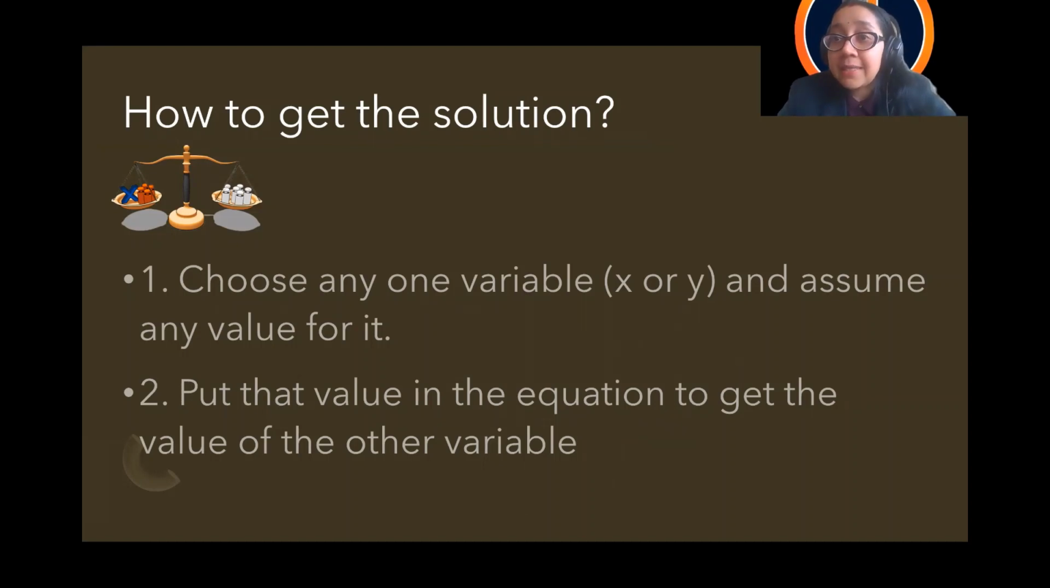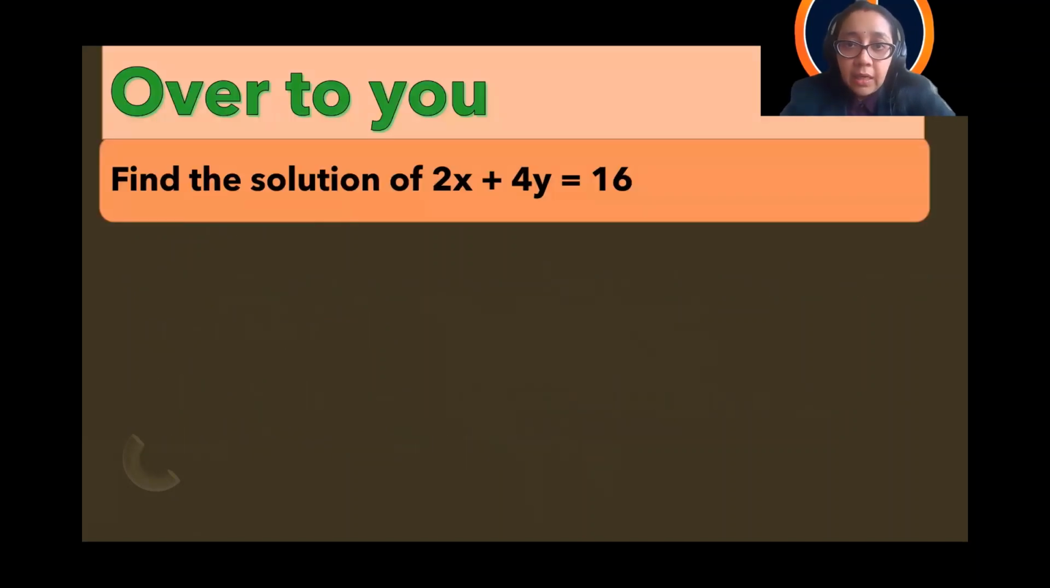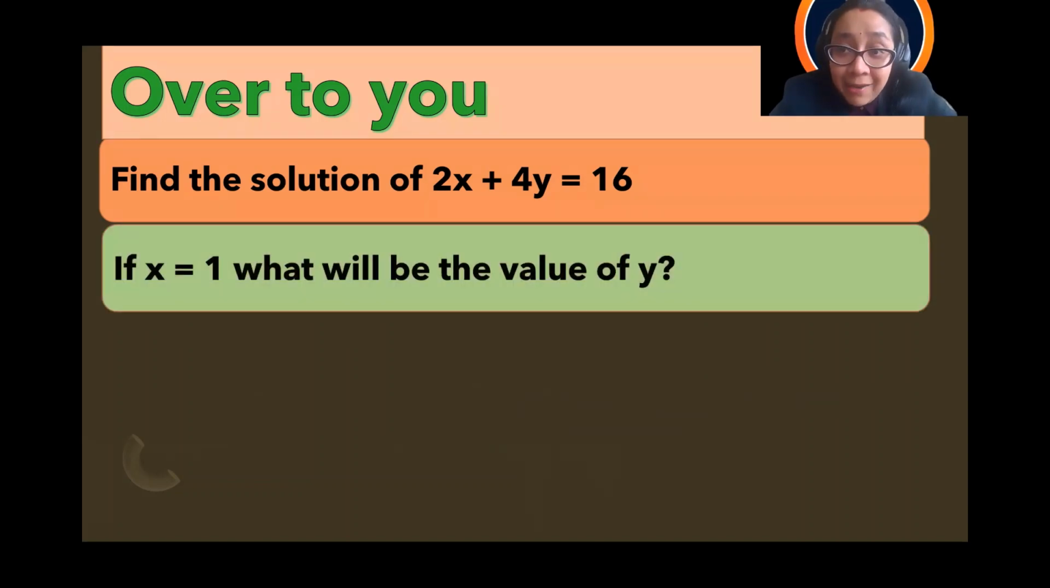And also remember that since it is two variables, the answer will be two values, in the form of x comma y. Okay. Now I will see how much you have understood. Find the solution of 2x plus 4y equal to 16. If I am telling x equal to 1, what will be the value of y?